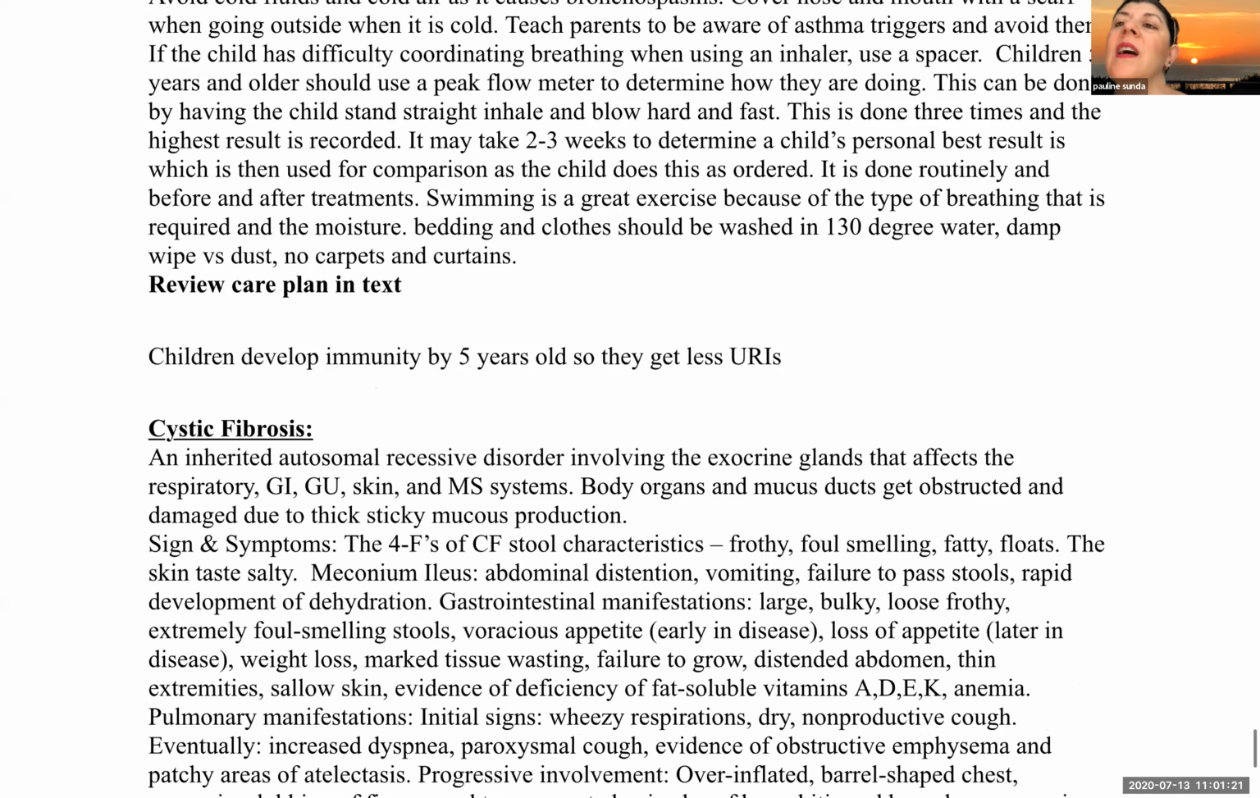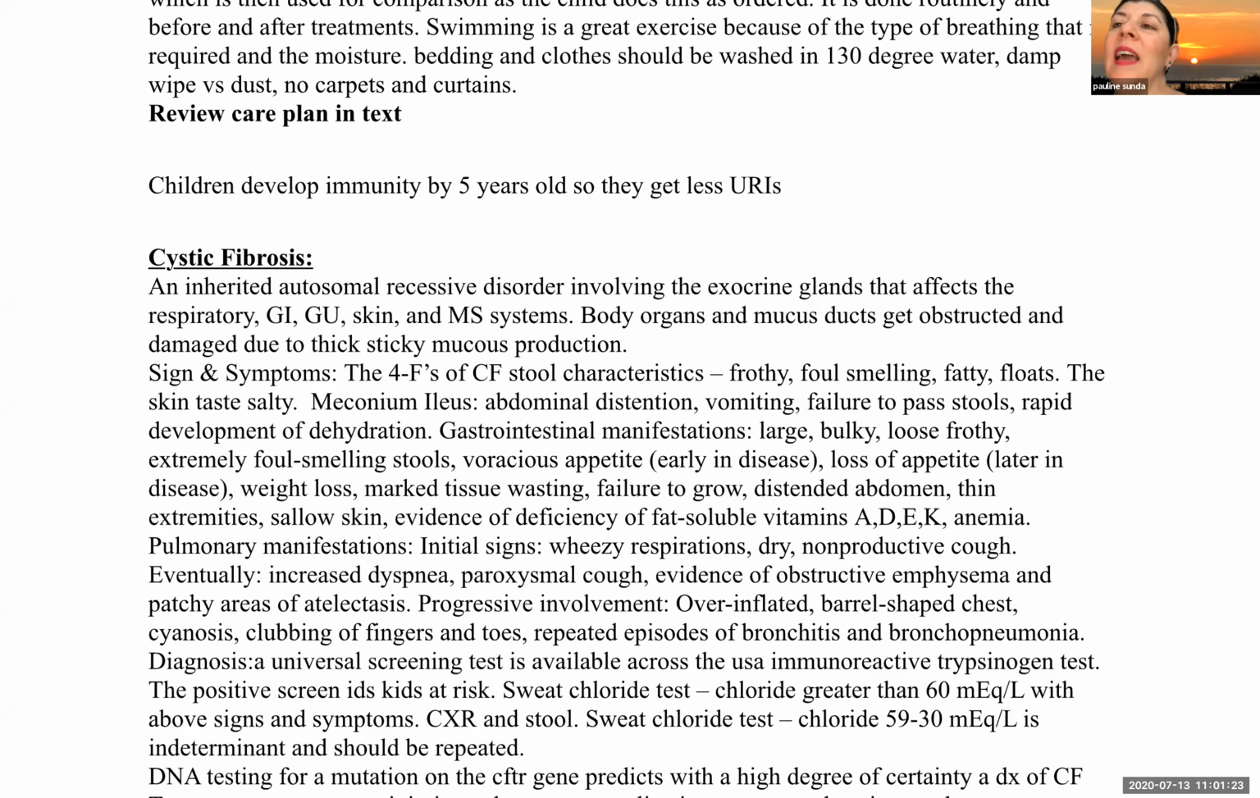As children hit the age of 5 and get older, you'll see that they will develop fewer problems with upper respiratory infections, because usually by the time they're 5, they have begun to develop immunity.